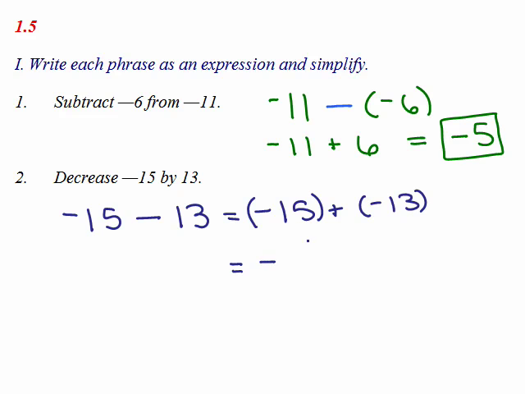So the answer is going to be negative when you add two negatives. So you have 15 plus 13 is negative 28. So negative 15 minus 13 is how to write the expression, and when you simplify it, you get negative 28.